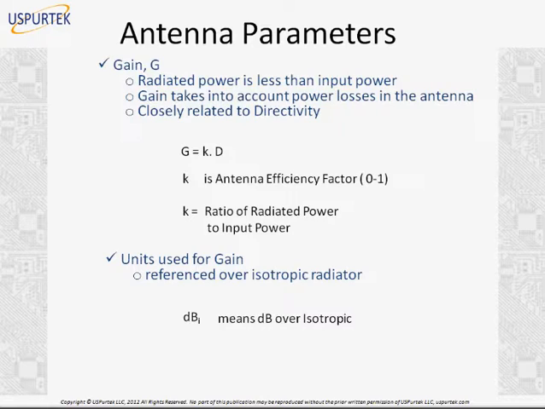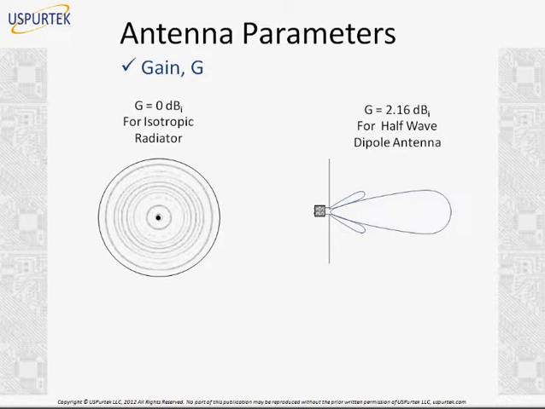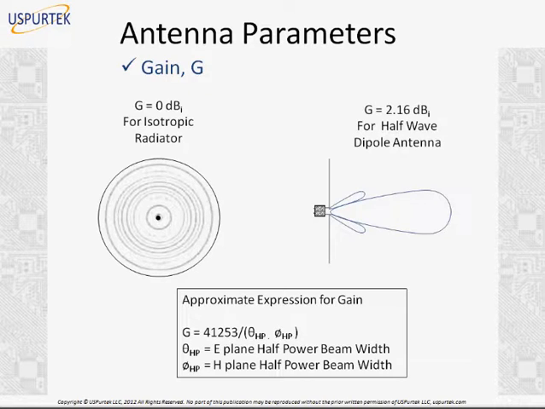The units used for gain are referenced over an isotropic radiator, in decibels: dBi, meaning dB over isotropic. As we just discussed, isotropic is just a conceptual antenna, but it's used as a reference to indicate the antenna gain or directivity of real antennas. For an isotropic radiator, the gain is 0 dBi, and for a half-wave dipole antenna, it is 2.16 dBi. There is another expression that can be used to calculate gain from the field and power patterns. From practical measurements in the field of the E plane half power beam width and the H plane half power beam width, you can use this formula to calculate the gain. RF engineers prefer this formula because it gives a practical measurement of gain for a typical antenna system.